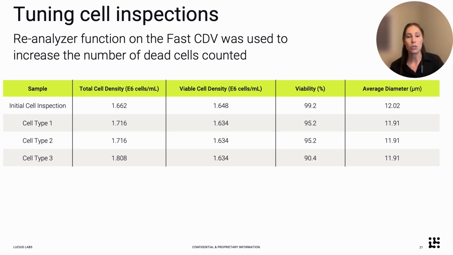And all of this was done by just using the reanalyzer function. We didn't have to sacrifice additional cell culture volume. However, we did verify that this cell type that we landed on was the most accurate across our samples.